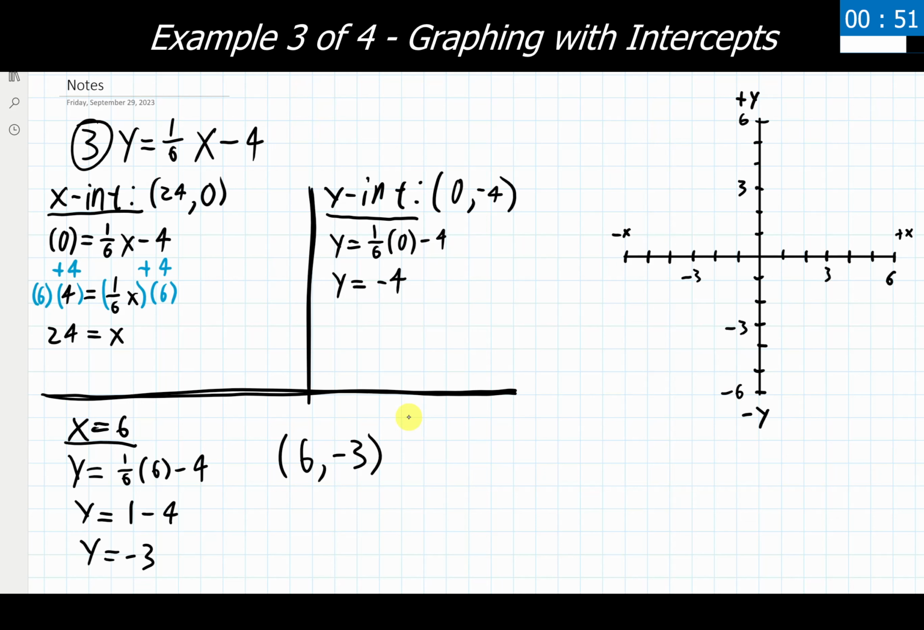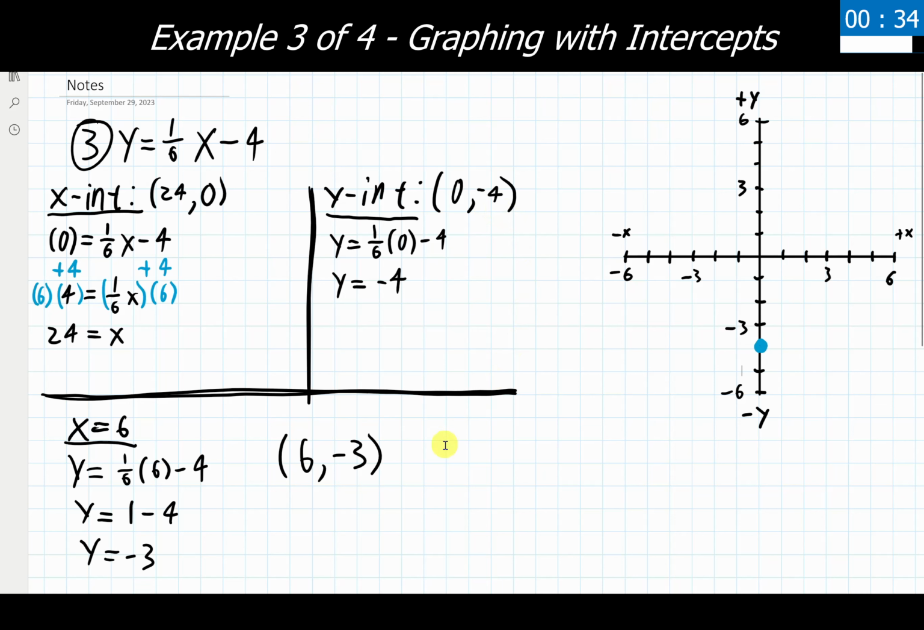And then from here, we can just go ahead and plot those points. We have 0, -4. Plot that. That's going to be right down. Do it in blue here, have it stand out a bit. There we go. 0, -4.